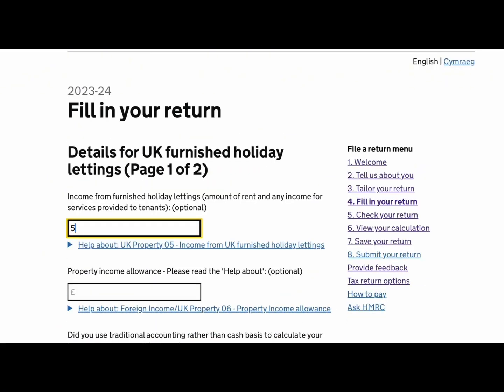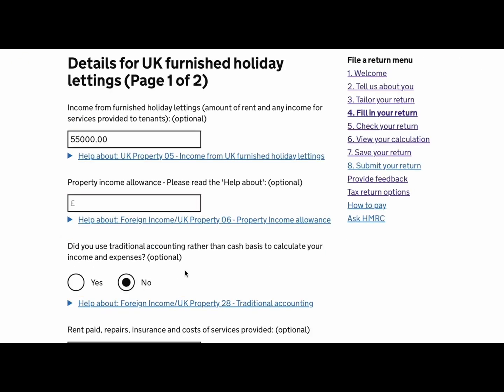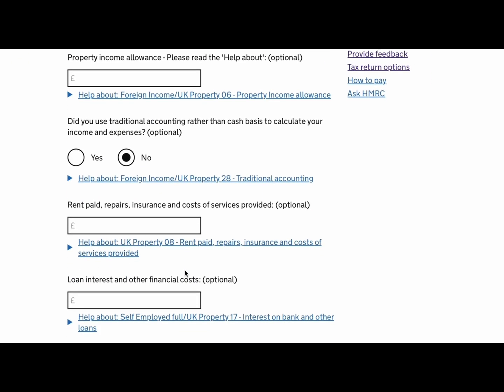Furnished holiday lettings income. £55,000 is the rental income. We are not claiming property income allowance. We are using the cash basis method for accounting. Rent paid, repairs, insurance and cost of services provided, £6,500.